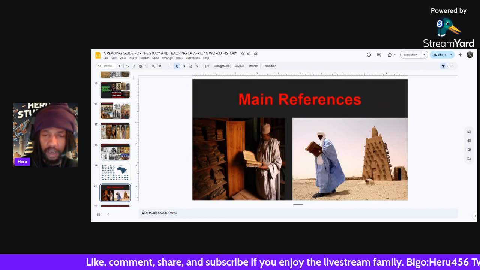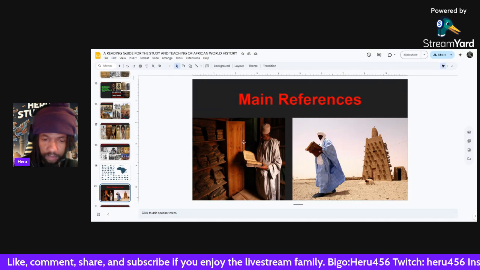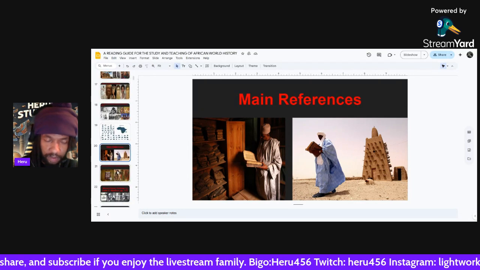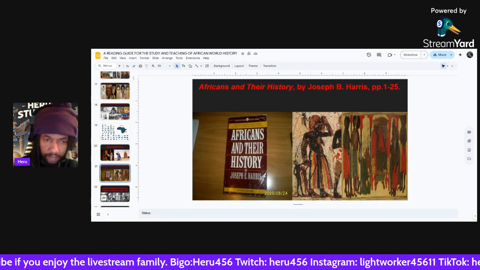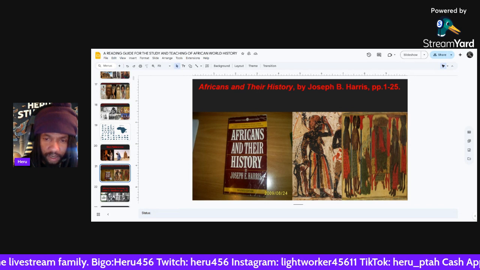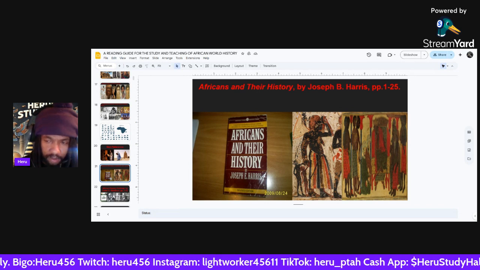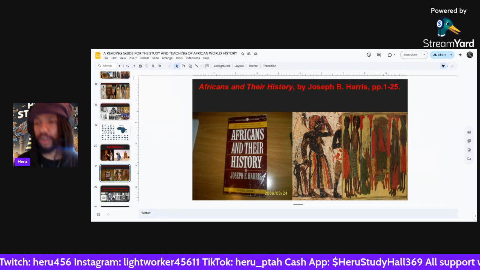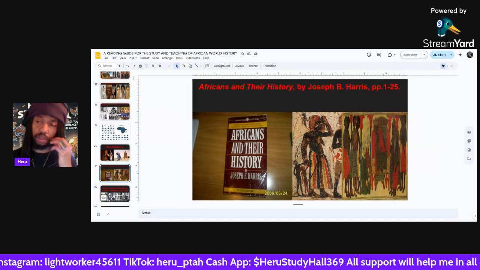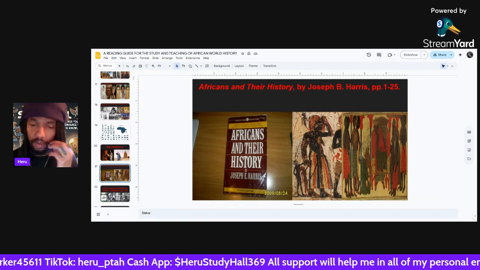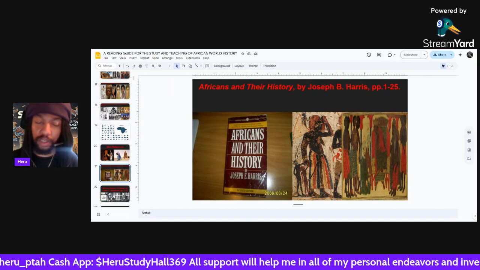So now here are some of the main references. First reference: Africans and Their History by Joseph E. Harris. You're going to want to read pages 1 to 25. I don't personally have this book.